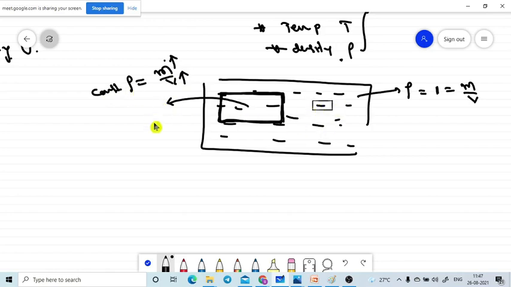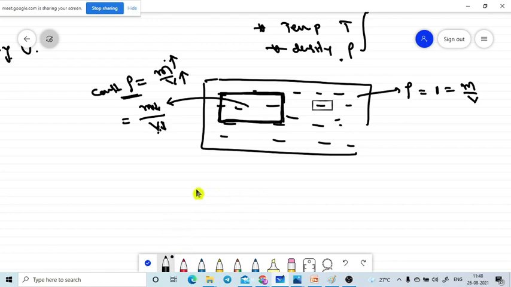So what does it mean? The volume is small, and in the same manner the mass will also be small, but the ratio of these two values will always be constant. That is the meaning of this. So some quantities are independent of the size of the system, and some quantities are dependent on the size of the system. Those quantities are classified into these groups.